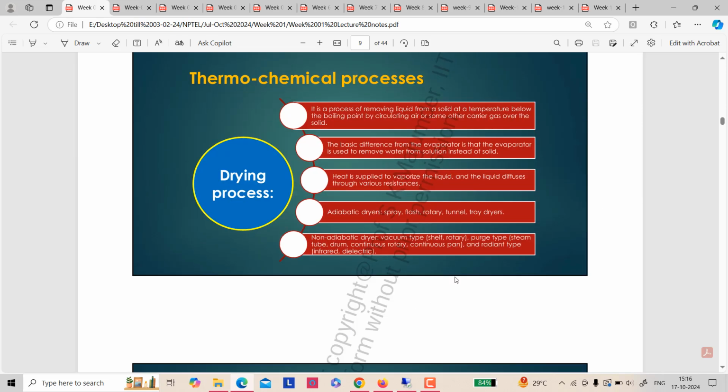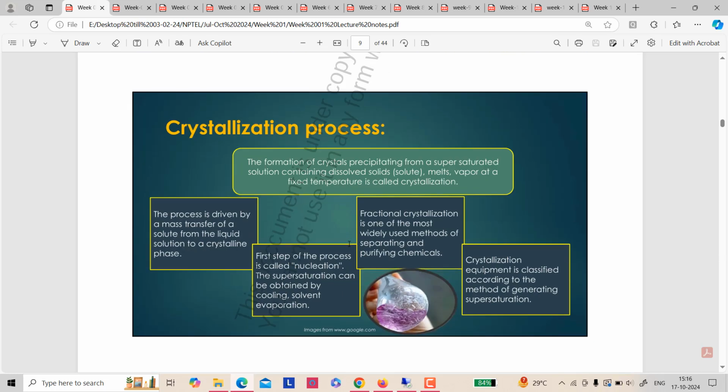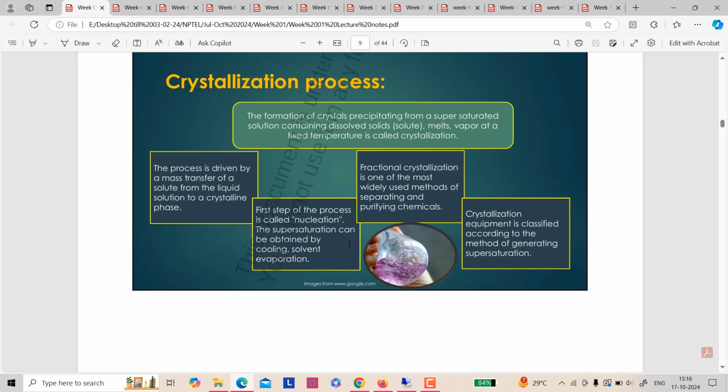Next comes the thermochemical process. The drying process is one of the thermochemical processes. It is a process of removing liquid from a solid at a temperature below the boiling point by circulating air or some other carrier gas over the solid. Next is the crystallization process. This is also one type of separation process.